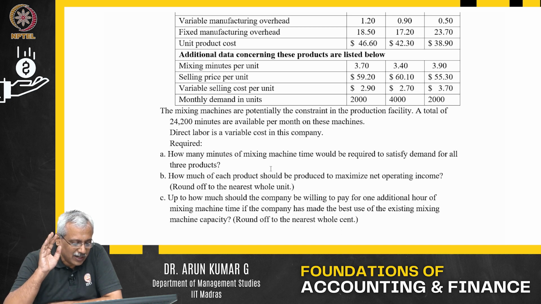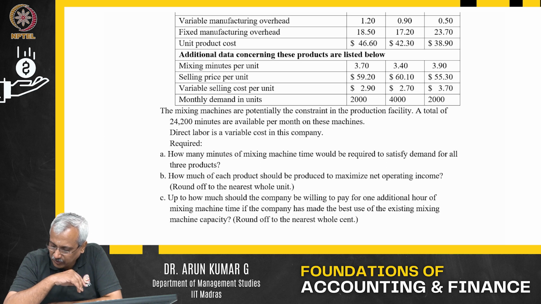Now required: number 1, how many minutes of mixing machine time would be required to satisfy the demand of all 3 products? Number 2, how much of each product should be produced to maximize the net operating income? Number 3, up to how much should the company be willing to pay for 1 additional hour of mixing machine time if the company has made the best use of the existing machine capacity? Let us come to the third question a little later. Let us solve the first and the second as of now. That is more important.